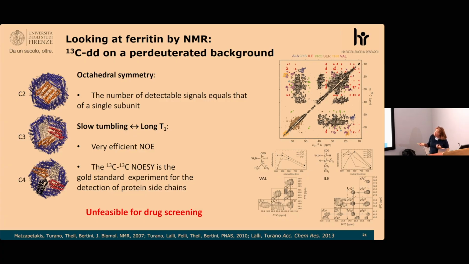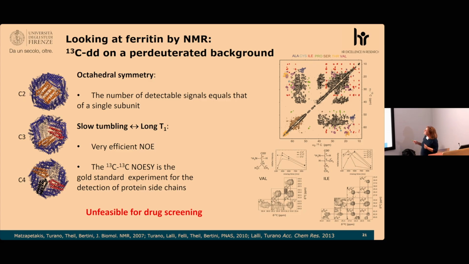The most powerful approach that we could obtain in solution was to work with NOE, because slowly tumbling proteins have long T1, if they're very slow tumbling, like ferritin, and so this induces very efficient NOEs, but not proton-proton NOEs, because the signals of protons were too broad, but carbon-13. So carbon-13 allowed us to look at the spin systems of the side chains.